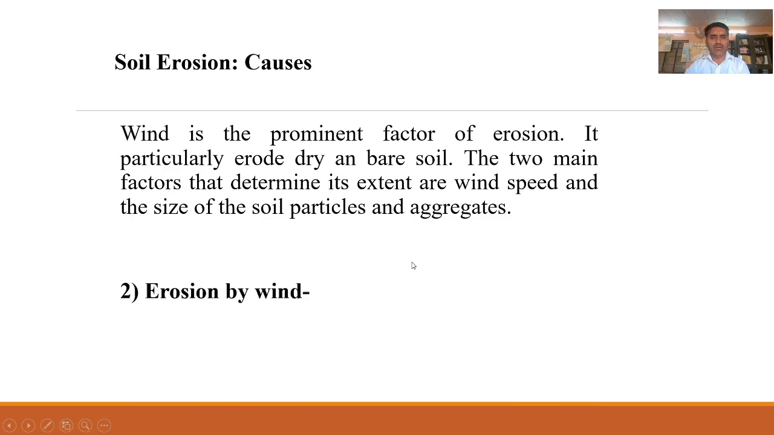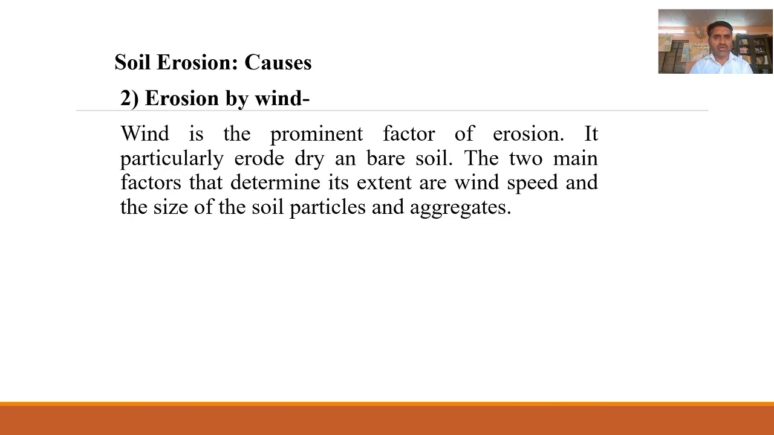The next type of soil erosion, or the next cause of soil erosion, is wind. As you know, wind is the dominant factor which acts on the surface of the earth, and particularly the velocity of the wind determines the capacity to erode the soil. If the wind blows very rapidly, very fast, then it uplifts the soil particles and they are transported to another part.